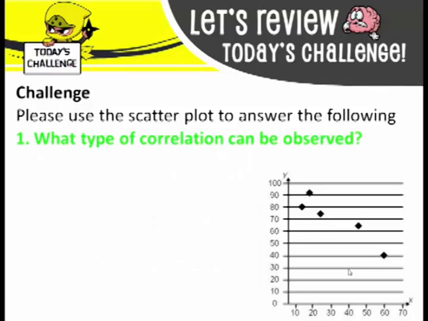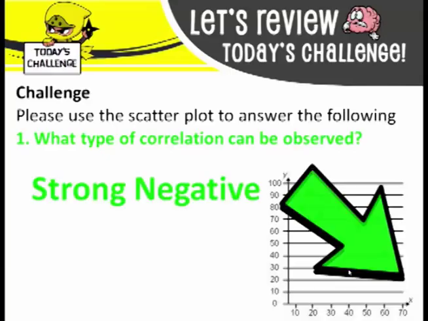First question, 100% of you should be able to do. What type of correlation can be observed? All you're doing is looking at those points. You're saying, are they going up? Are they going down? Or can you just not tell? Are they going left to right? So in this particular case, we can tell those dots are going down. Therefore, we have a strong negative. Why is it negative? Because it's going down.